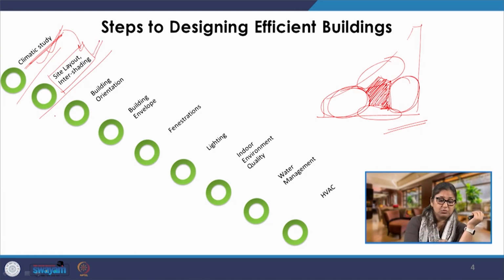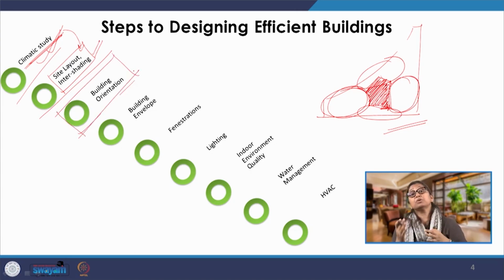Then we move on to building orientation, how the building has to be placed. Different orientations have different impacts. What is the longer side facing? Do we require a lot of south side facing? Now, it also depends upon which hemisphere of the earth we are in. If we are in the northern hemisphere, we know that the sun predominantly comes from the southern side. If we are in the southern hemisphere, the entire concept reverses.